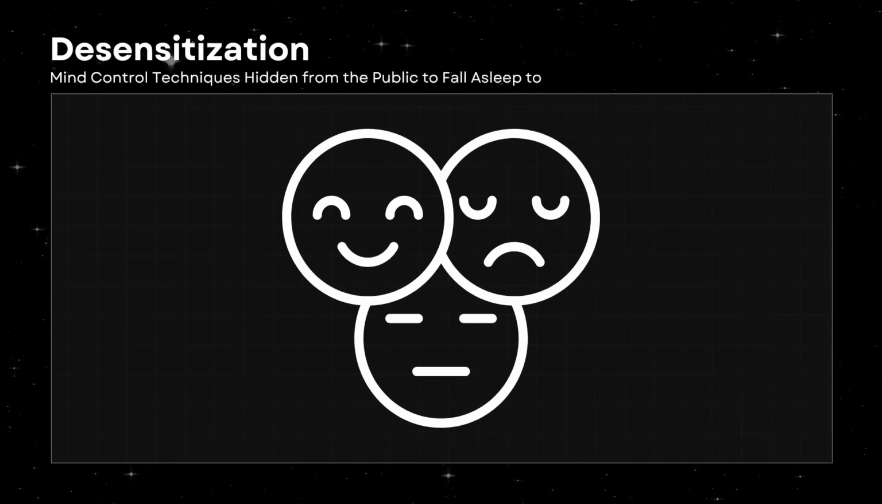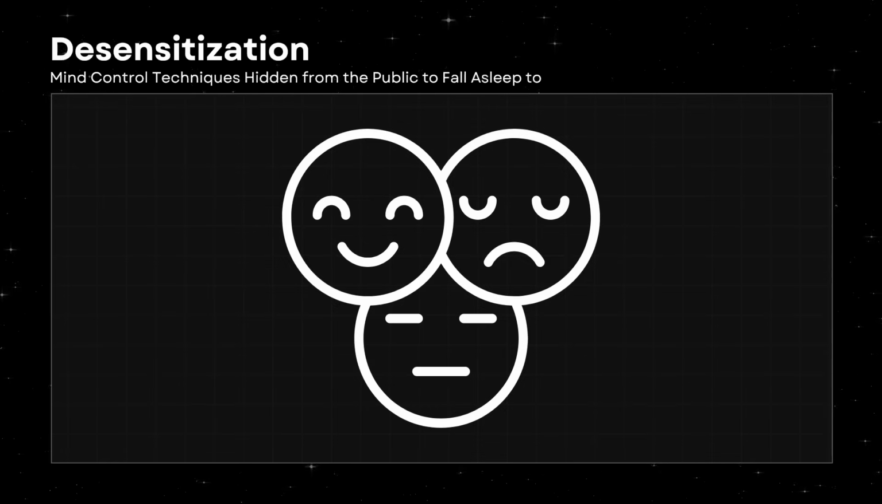Desensitization is the process of dulling emotional response through repeated exposure. When someone sees or hears disturbing content over and over, it begins to feel normal. What once shocked them now barely registers. The images stay the same, but the reaction fades. This method does not force belief. It changes feeling. That change makes it easier to accept what would once be rejected.